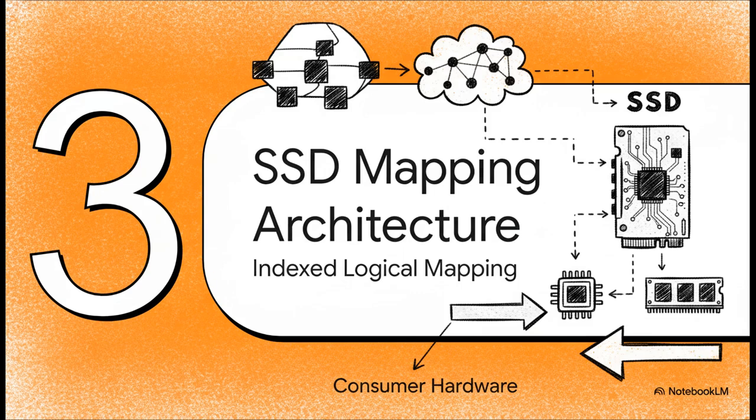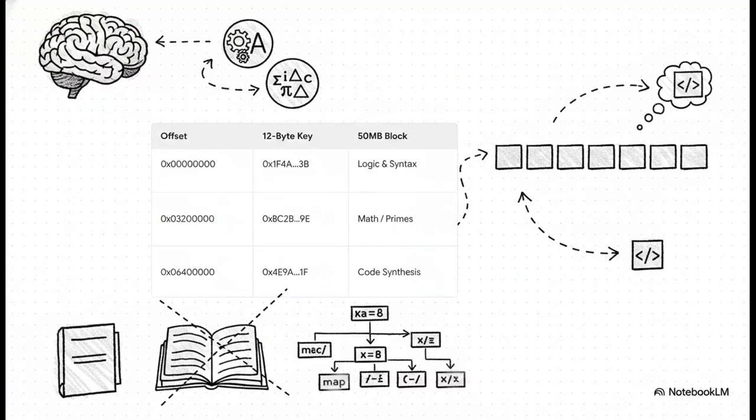So now that we have our point cloud, how do we physically map it onto standard consumer hardware? We use a blocked sequential layout. We partition the SSD into exact 50 megabyte sectors. So file offsets and hashes map directly to precise thematic clusters. For example, offset 0 holds logic and syntax. You jump to offset 0x032 and boom, you find math and primes.